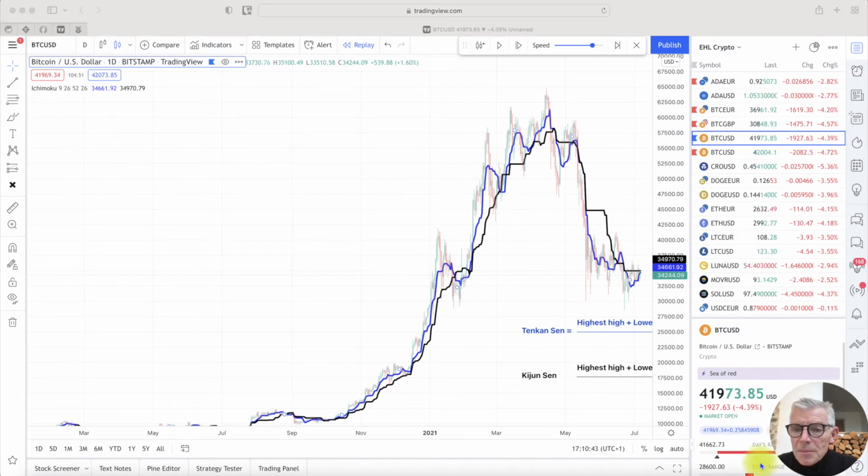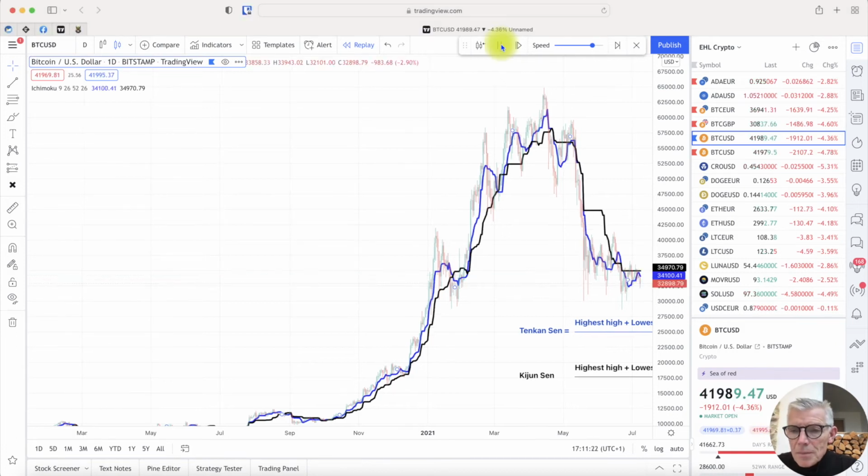I'm just stopping here because I want you to have a look here where there is again ranging in price in the market in this area. And we are now seeing that the fast moving average is about to cross the slow moving average. So Tenkan Sen is crossing over Kijun Sen, meaning that we're likely to go into a bullish period.